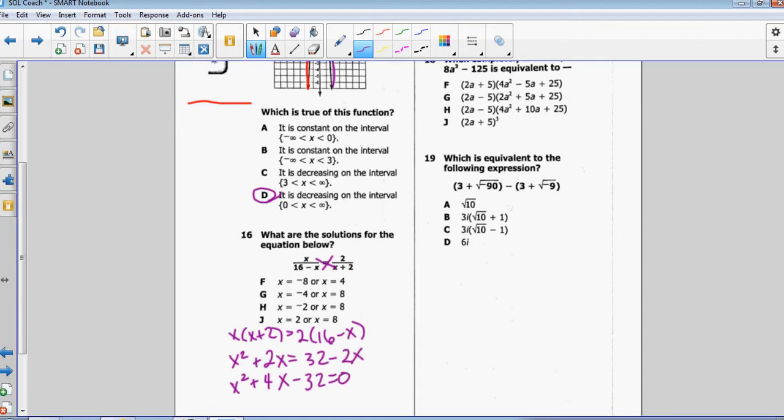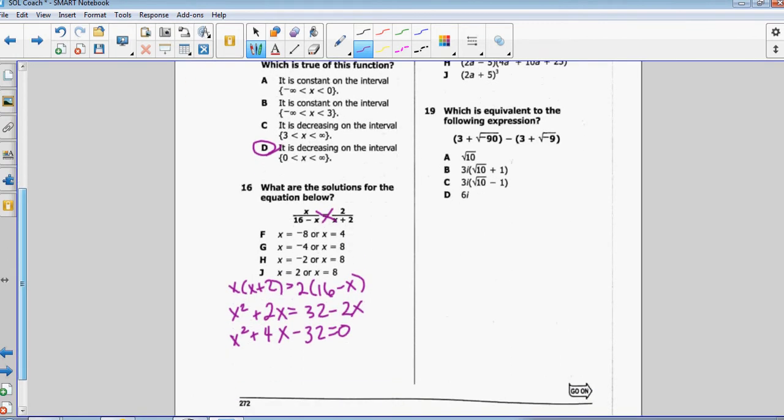So then again, whenever you're solving a quadratic, you have choices. You could always graph this on your calculator to find your solutions, or you could just factor it. So two numbers that multiply to negative 32 and add to 4 are 8 and negative 4. So you get x plus 8 times x minus 4 equals 0, and that gives you the solutions x equals negative 8 and x equals 4. So that matches F.